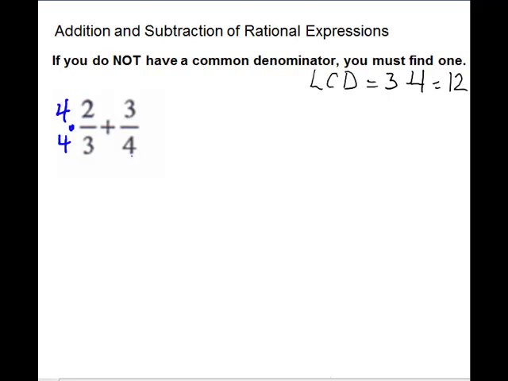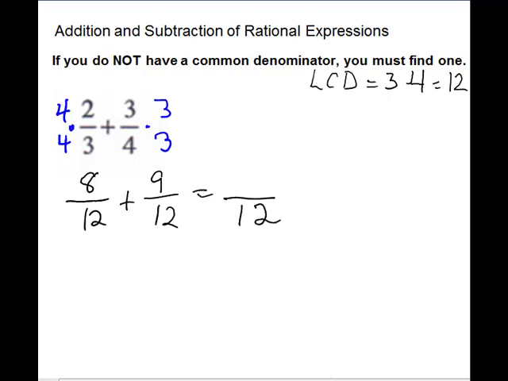Right? For the other fraction, we have a 4. We would like to get 12. It is missing a factor of 3. Put it on numerator and denominator. Now, let's clean those up. So this gives us 8 over 12 plus 9 over 12. And now we're set. We have the common denominator. They're just like before. So keep the common denominator, combine the numerators, and this will not reduce.